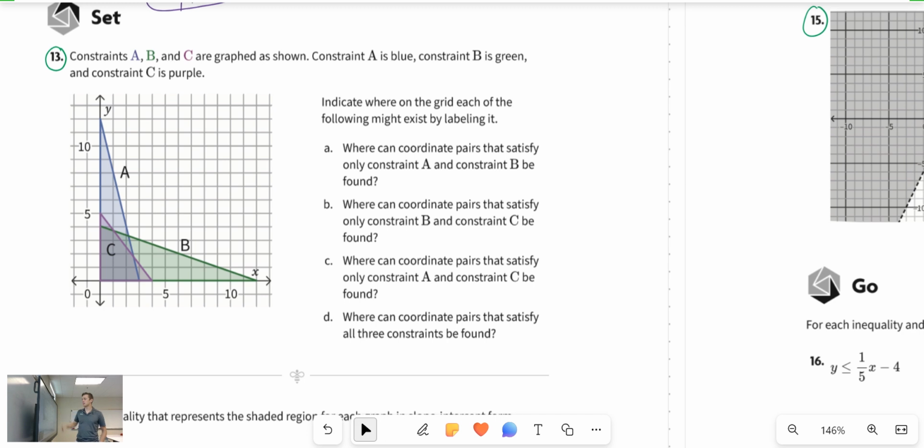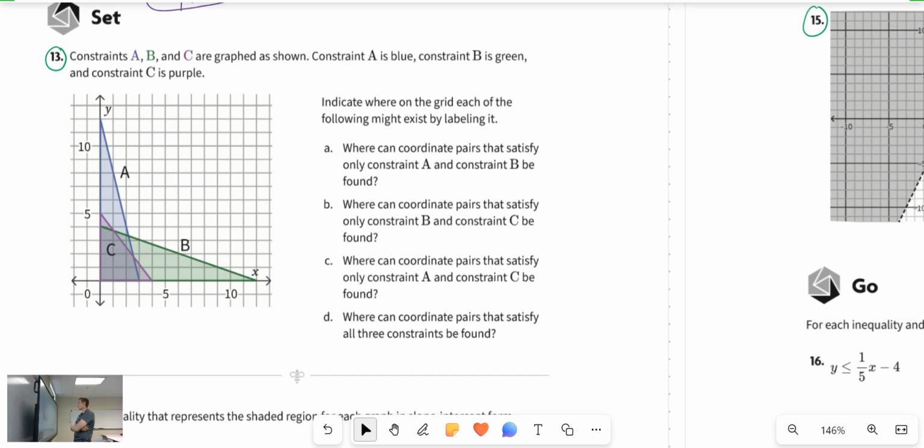Now we're looking at the set. All right, constraints A, B, and C are graphed as shown. Constraint A is blue. Yep, I see that. It's on the left and it looks tall and skinny. Constraint B is green. That one's sort of short and wide. And constraint C is purple. Okay, I see. Constraint C looks fairly equally tall as it is wide, and it looks to be in the bottom left of the figure.